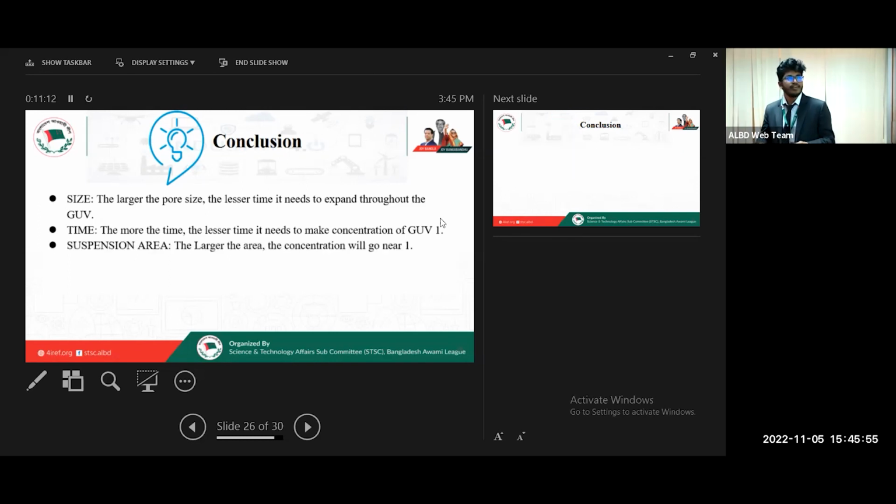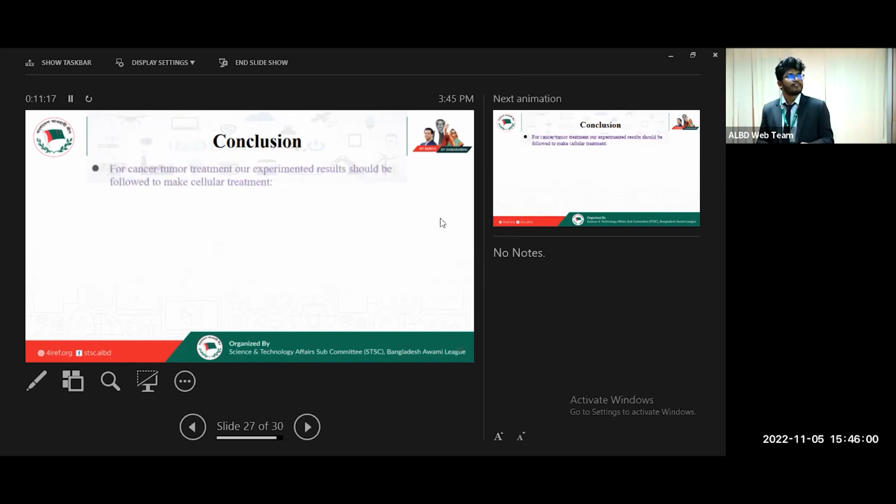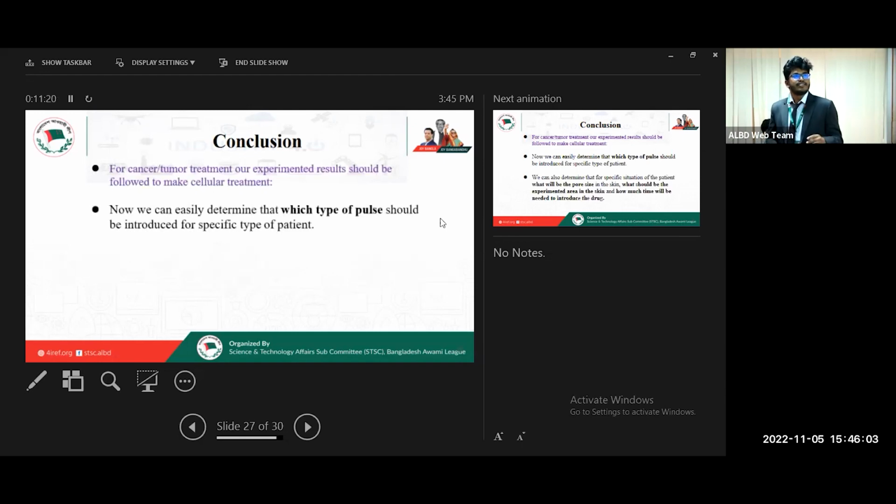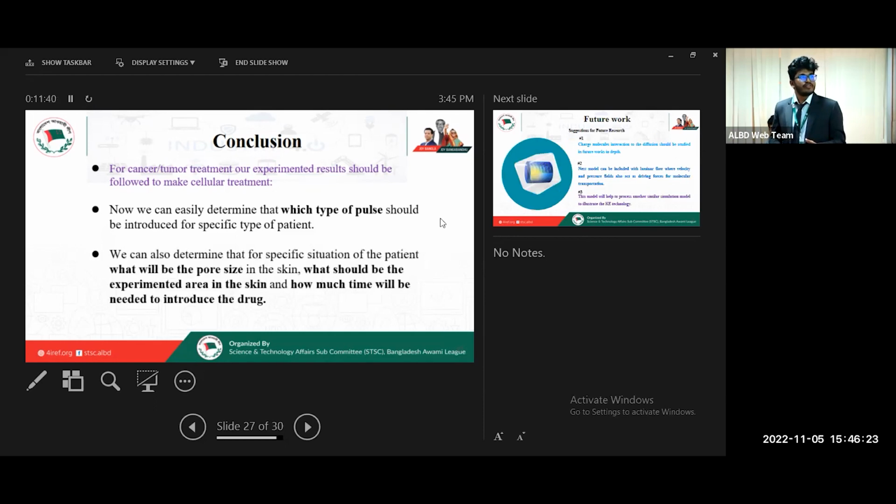For the suspension area, the larger the suspension area, the concentration will go in phase to 1. And finally, we can easily determine what type of pulse we should use, that is less than 5 kilovolt or higher, and what type of time we should use, that is 0.01 nanosecond or 0.1 nanosecond or 1 nanosecond. We also determine what type of pore we will use in the skin, what should be the experimental area of this skin, and how much time it needs to introduce the drug in the cell.